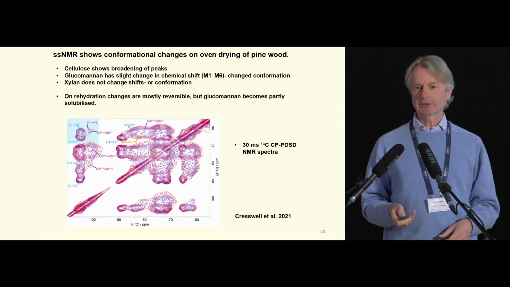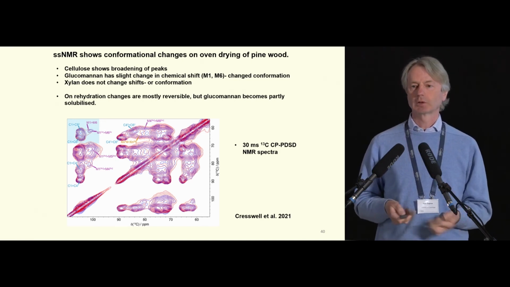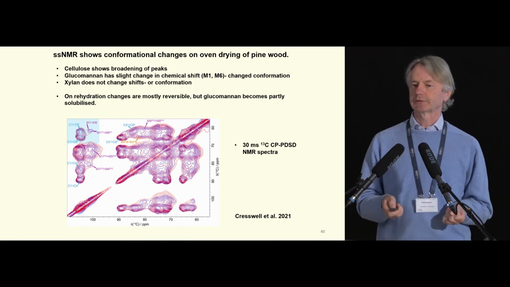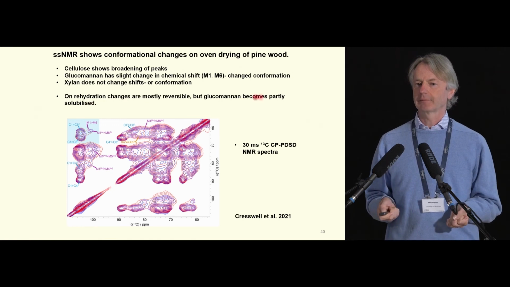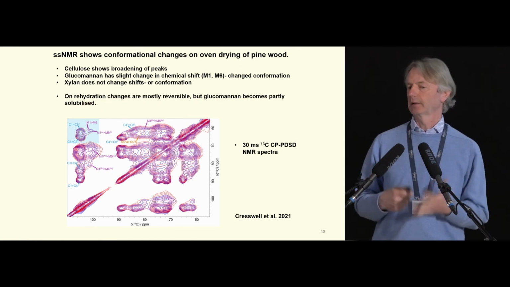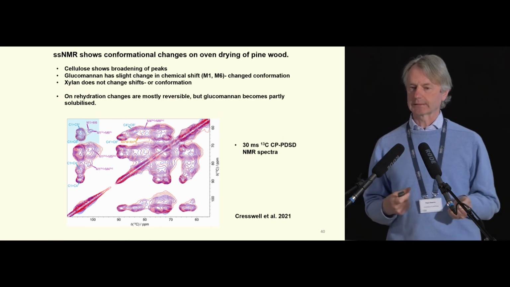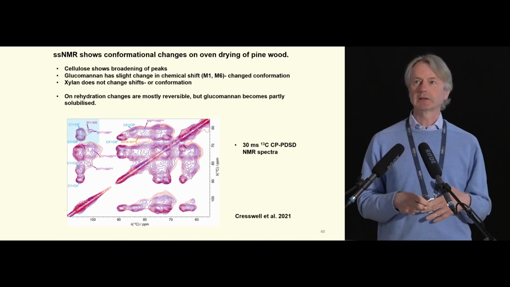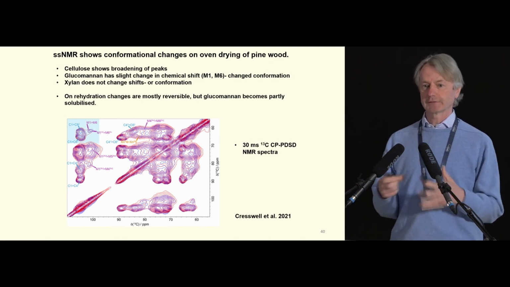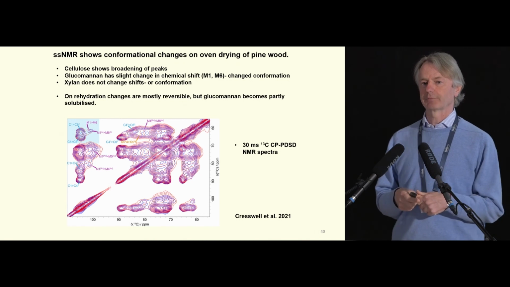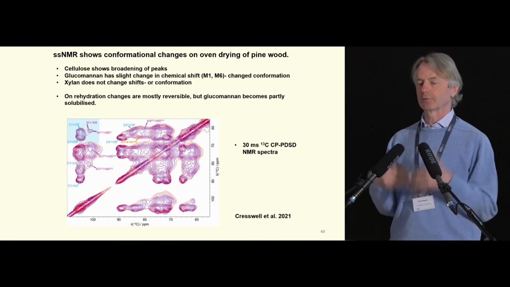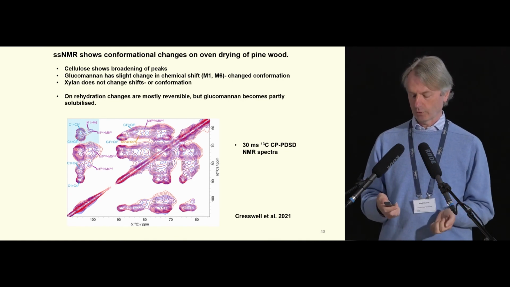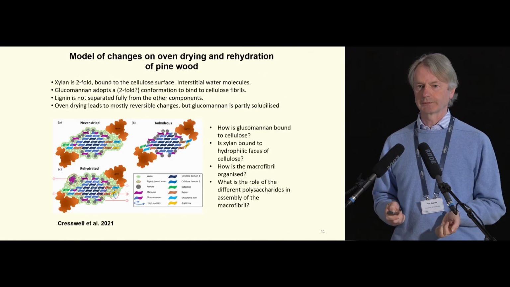Now, on rehydration, most of these changes were reversible, we found. But the main non-reversible change was that a fraction of the glucomannan became completely mobile and I think therefore solubilized. So the adhesion of the mannan onto the cellulose is not completely reversible in this drying experiment. When you add the water, some of it solubilizes and washes away. So that's perhaps an indication of one of the changes when wood is completely dried.